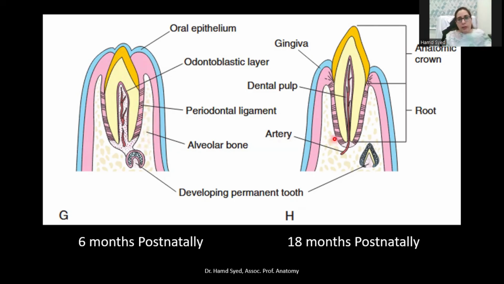At 18 months postnatally, when the tooth has erupted, you can see the oral epithelium has disappeared and the crown of the tooth is covered by the exposed enamel. And this is the cemento-enamel junction right over here at the constricted region, also known as the neck of the tooth. And below the gingiva, the part of the tooth is known as the root.